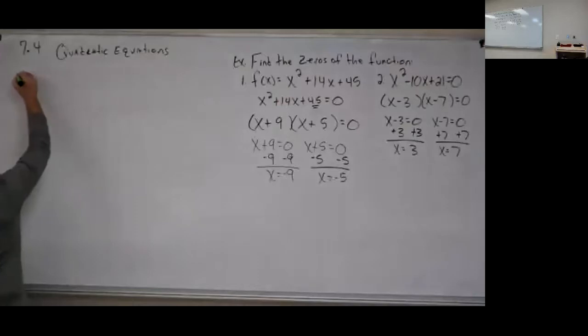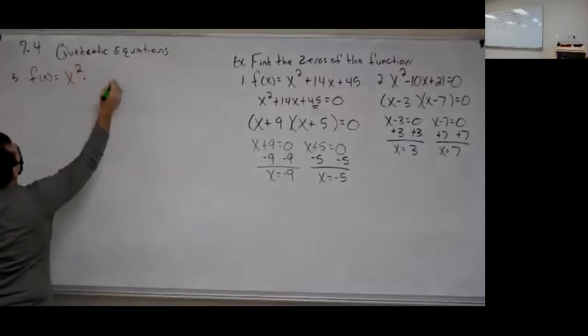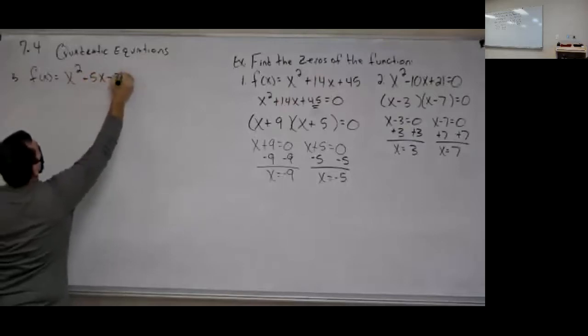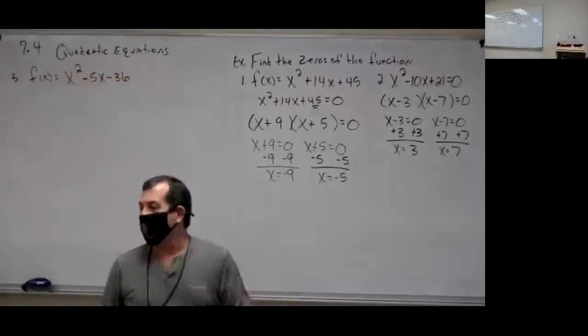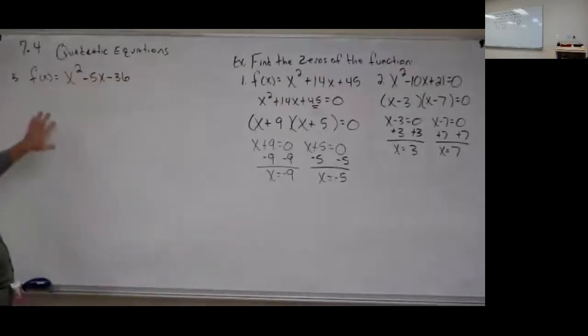All right, so let me do this one. f of x equals x squared minus 5x minus 36. So I need to give you one with a negative at the end there, okay? So we'll start out by setting that equal to 0.